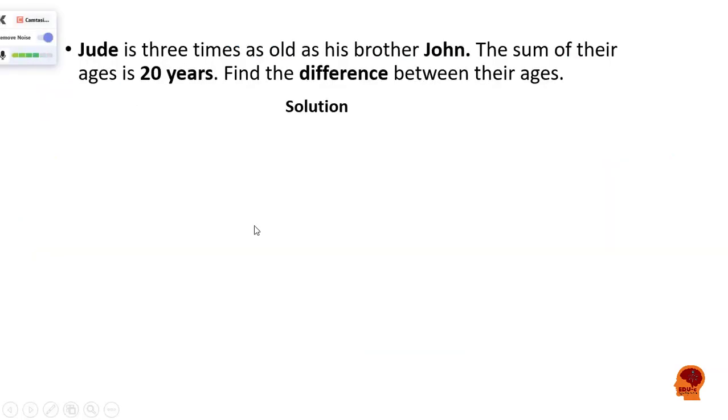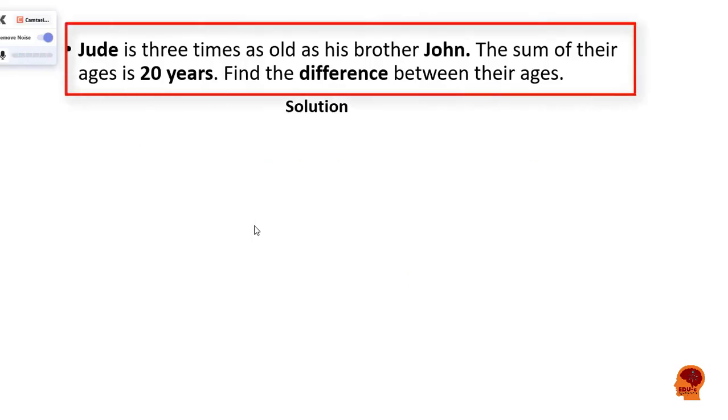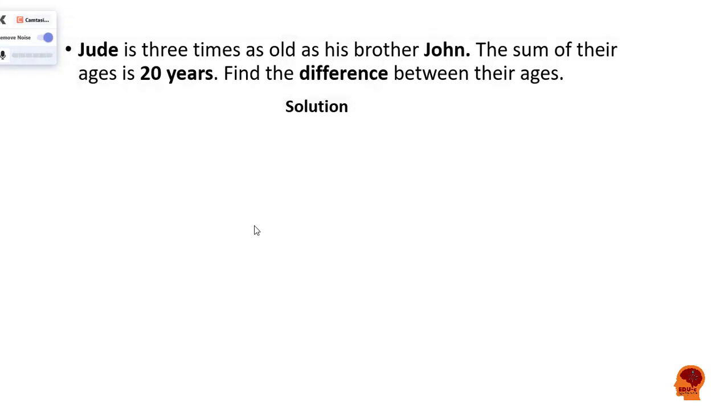Now we're going to take this example to explain word problems leading to linear equations. It says Jude is 3 times as old as his brother John. The sum of their ages is equal to 20 years. Find the difference between their ages.